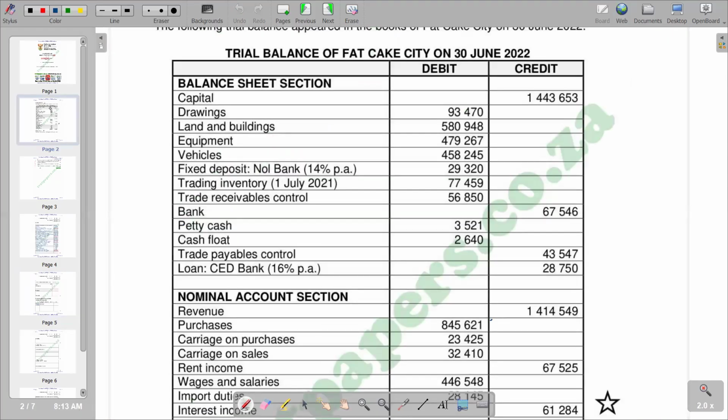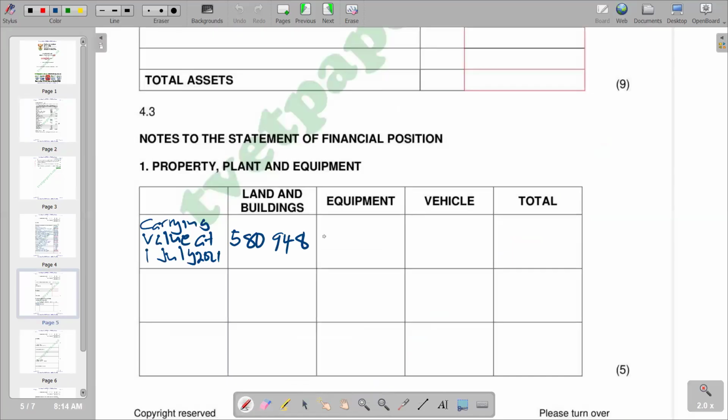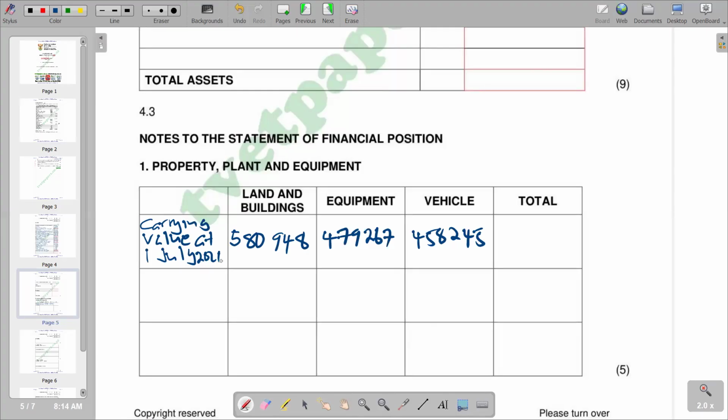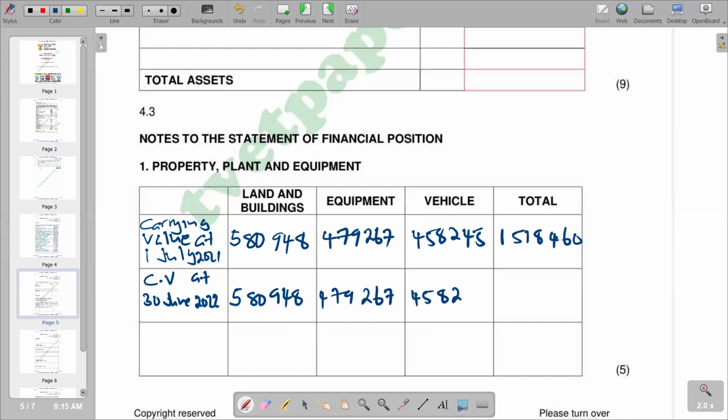Moving on, you see that we also have another figure, 79,267. It does not have any information about movements of non-current assets either. So under equipment, we've got 458,245, and for land and buildings, 580,948. The carrying value at 30 June has the same figures. So basically, that's what we have in terms of our land and buildings, which is our non-current asset.